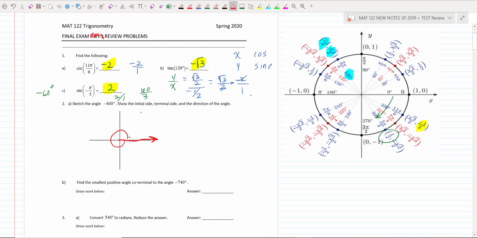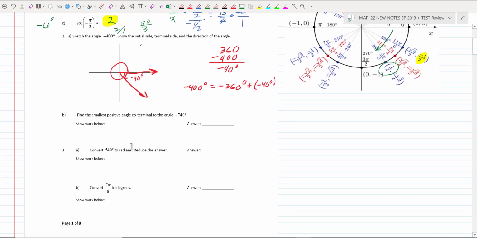So this is going one full lap. And then what you would find on this is that if you did 360 minus 400, you would have negative 40 degrees left over. So what happens is negative 400 degrees is one lap clockwise plus an additional 40 degrees. Okay, so what you want to do is just kind of estimate the 40 degrees, and that would be your terminal side. Just estimate, this angle's not drawn to scale very well, but that would be a negative 40 degree reference angle.